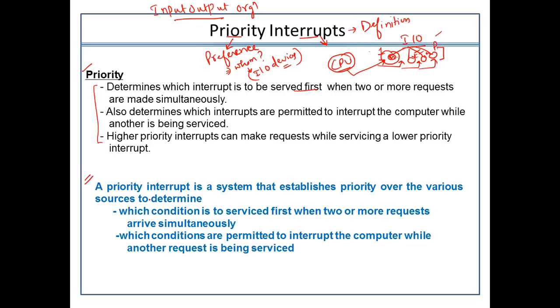This is a full-fledged definition. A priority interrupt is a system that establishes the priority over the various sources. Why do we do that? In order to determine which condition is to be serviced first when two or more requests arrive simultaneously, that is, to which particular IO device we should attend. The second point is which conditions are permitted to interrupt the computer while another request is being serviced. These are the two things we need to focus upon.